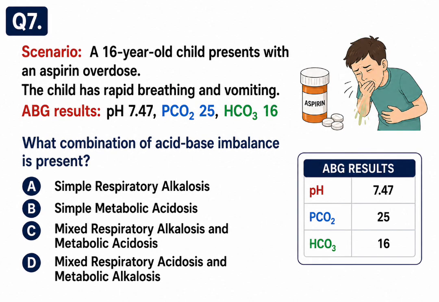Question 7. A 16-year-old child presents with an aspirin overdose. The child has rapid breathing and vomiting. The ABG results are pH 7.47, PCO2 25, and HCO3 16. What combination of acid-base imbalance is present? A. Simple respiratory alkalosis. B. Simple metabolic acidosis. C. Mixed respiratory alkalosis and metabolic acidosis. D. Mixed respiratory acidosis and metabolic alkalosis.